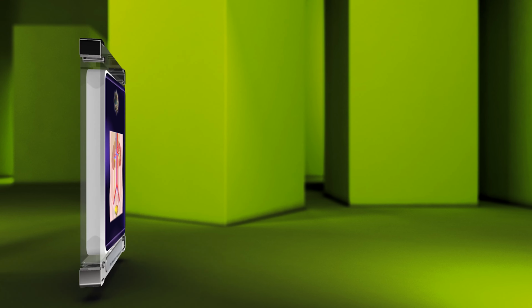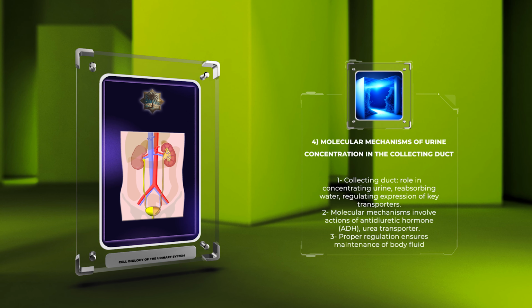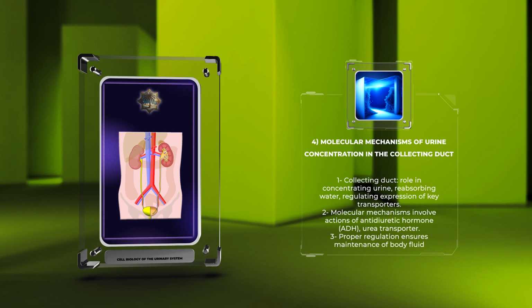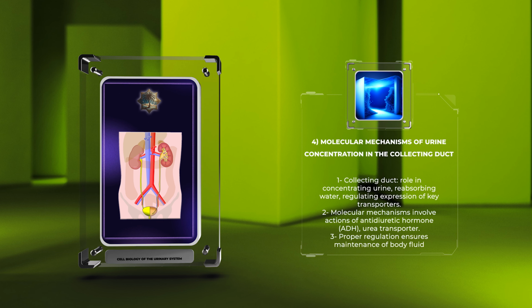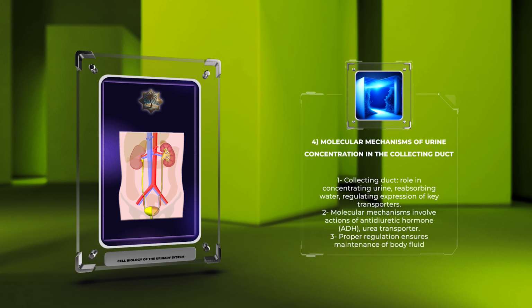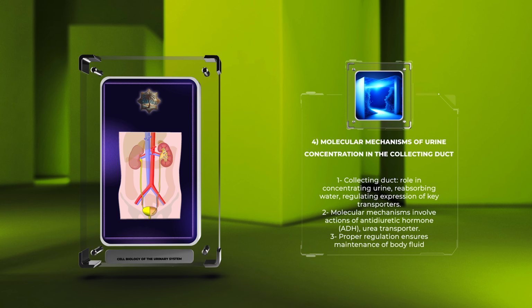The collecting duct plays a pivotal role in concentrating urine by reabsorbing water and regulating the expression of key transporters, such as aquaporins. The molecular mechanisms underlying urine concentration involve the actions of antidiuretic hormone, ADH, and the urea transporter. Proper regulation of these mechanisms ensures the maintenance of body fluid homeostasis.